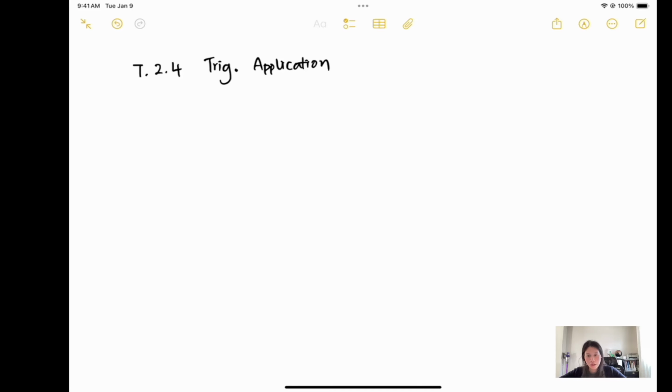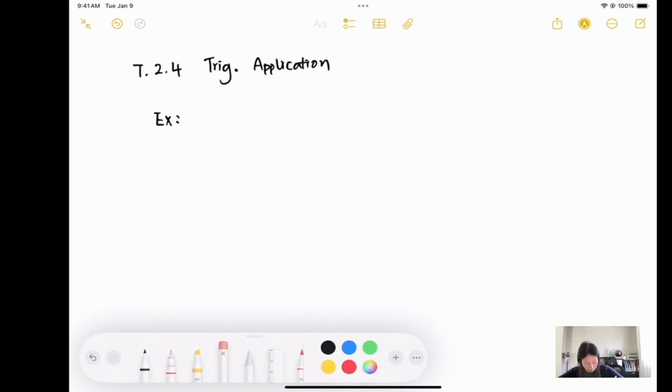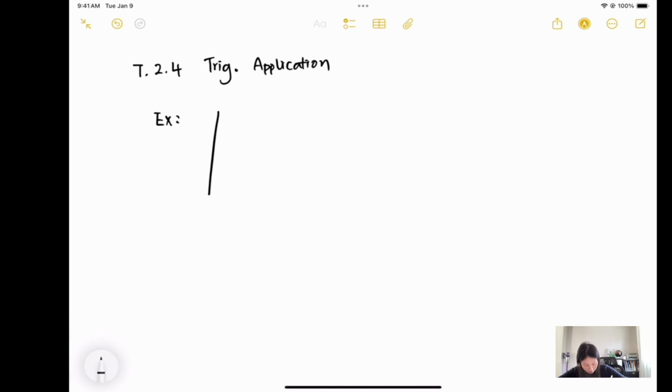In this video, we're going to talk about the trigonometry application. The most common thing for the trigonometry application is to find the missing lines. For example, here we got a triangle, a right triangle.